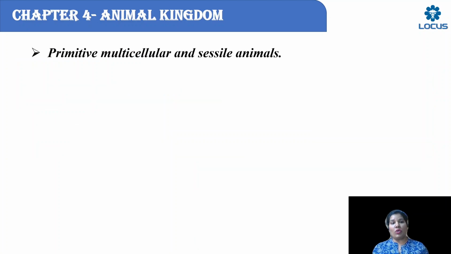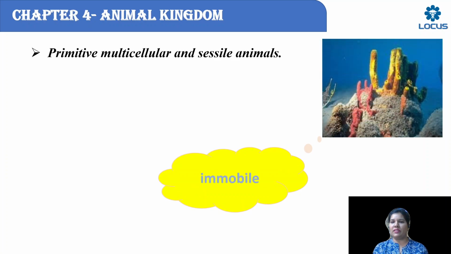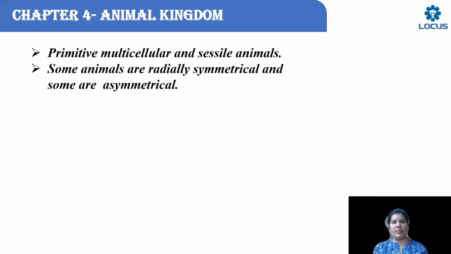Now sponges are multicellular, as I told you, and they are sessile. What do you mean by sessile? They do not move. They are immobile. They cannot move from one place to another. They are always attached to the substratum under the seabed or ocean bed. Now the next point about sponges is that some animals are radially symmetrical and some are asymmetrical. Let me tell you, children, most of the poriferans are asymmetrical, some show radial symmetry.